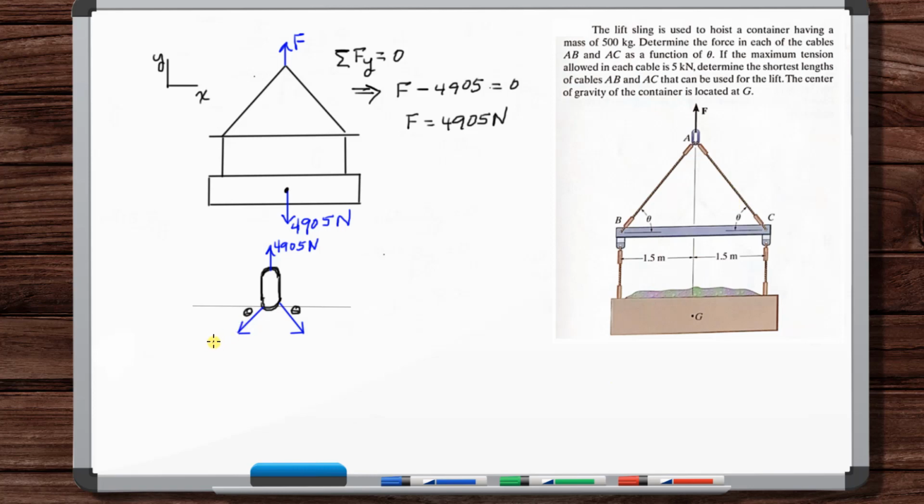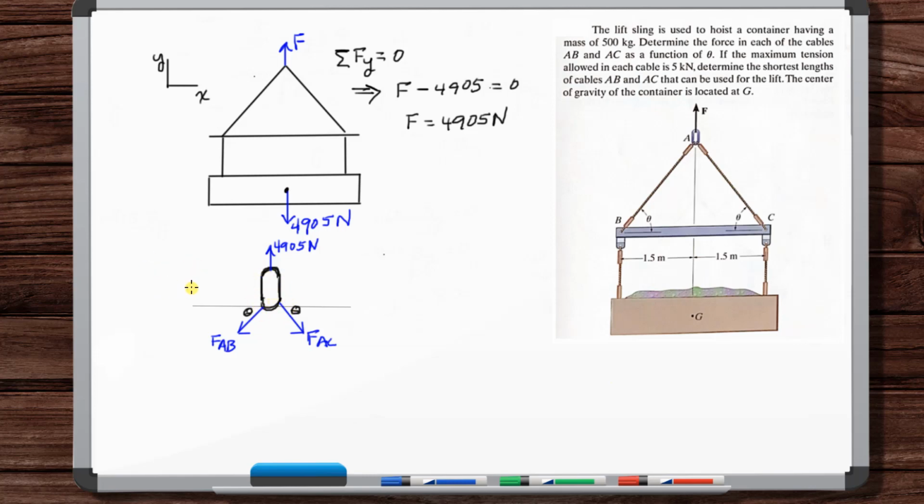And this is FAB, the tension in cable AB, and the tension in cable AC. And once again, we could have represented this free body diagram as just a point. All of these forces meet at a common point. And it doesn't necessarily have to be at the center of mass when you're talking about equilibrium. We're neglecting the weight of this ring.